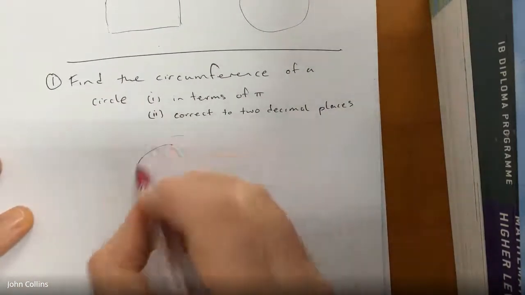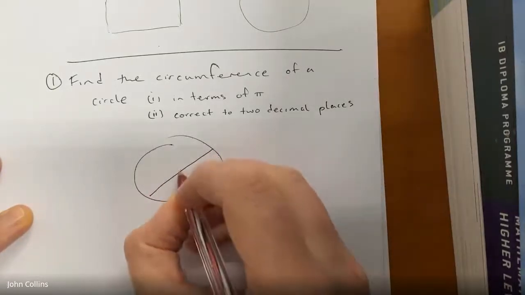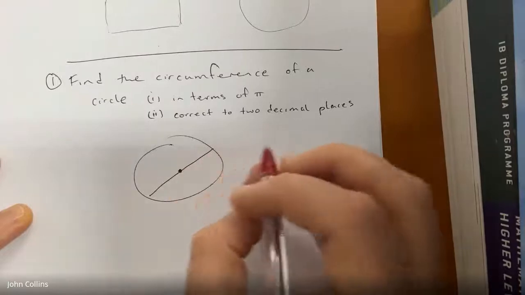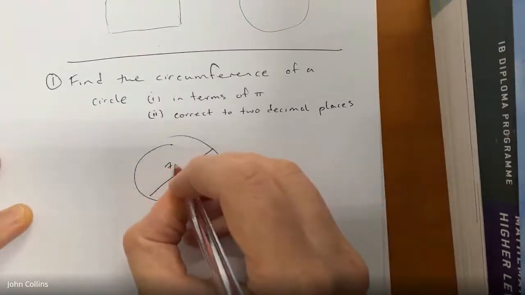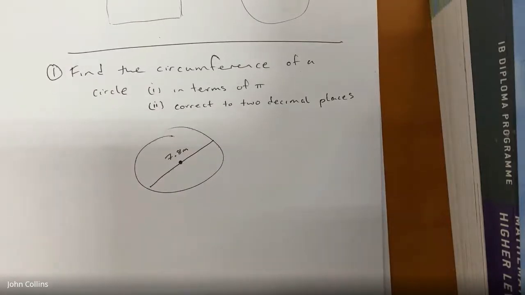Okay, so here's my circle. Perhaps badly drawn, but its diameter is going to be 7.8 meters. If you can do this faster than me, type your 2 answers in the chat. Let's see if you can get it.